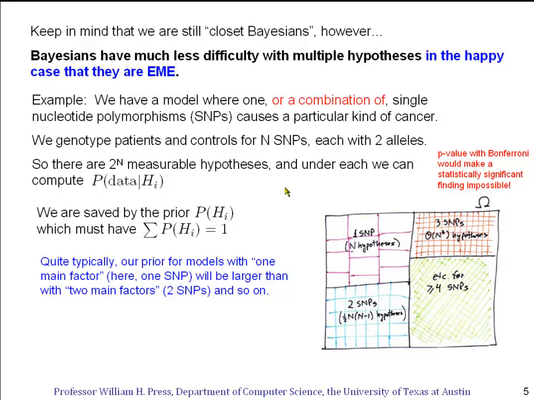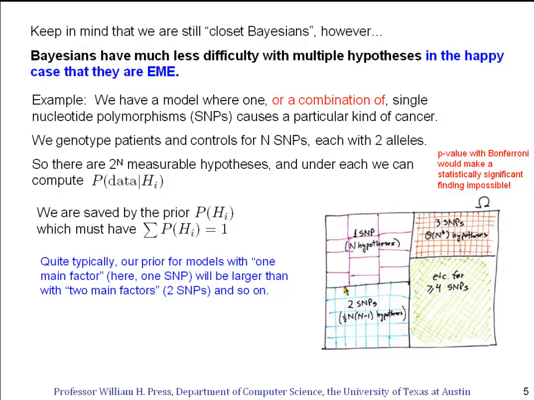But we're Bayesians and we think about this differently. We're actually saved by a prior on the hypotheses. All of these hypotheses, all 2 to the n of them, have prior probabilities, which of course must add up to 1. Now, quite typically, our prior on models like this is that we really expect that many cancers are caused by one SNP. So when I say really expect, perhaps a quarter of the time we think is a prior probability that the cancer is going to be associated with one SNP.